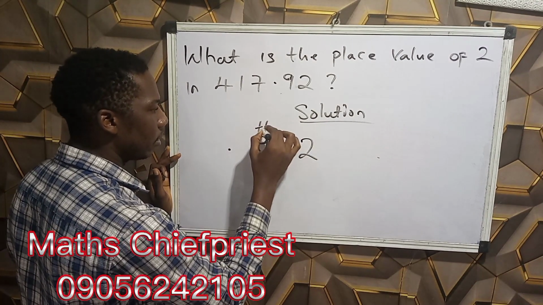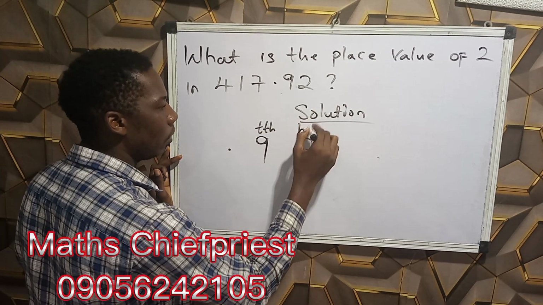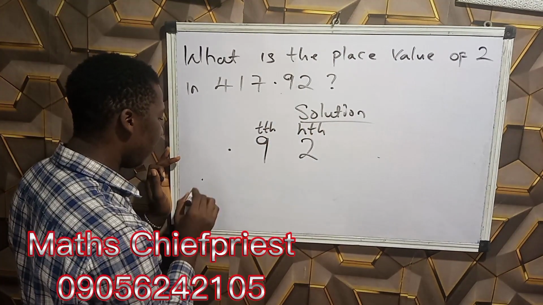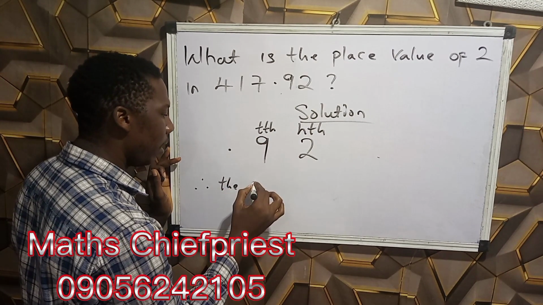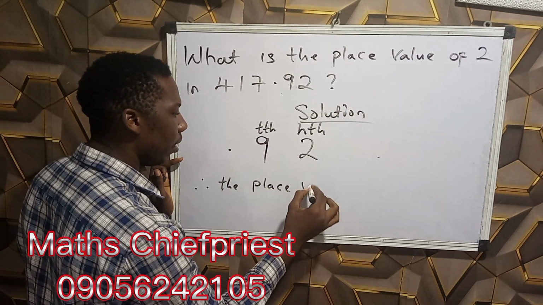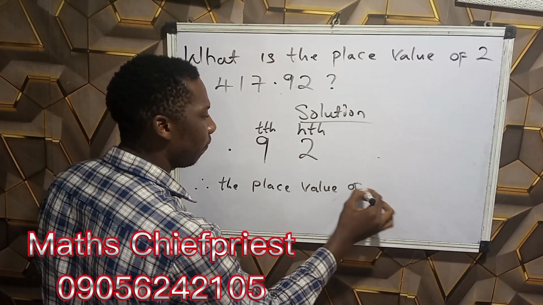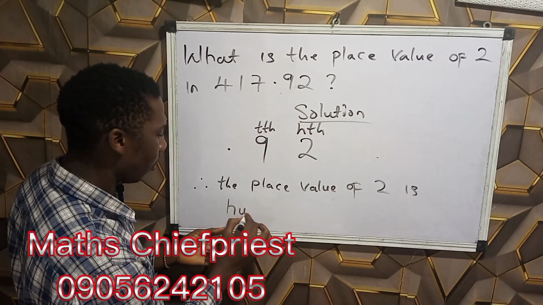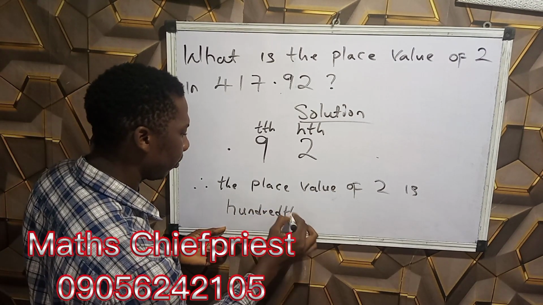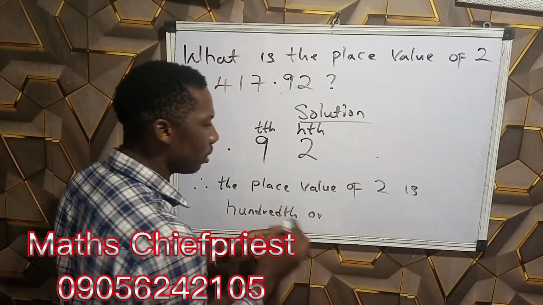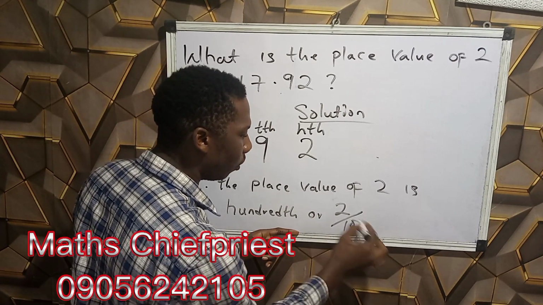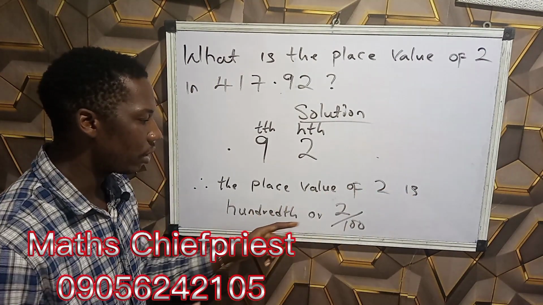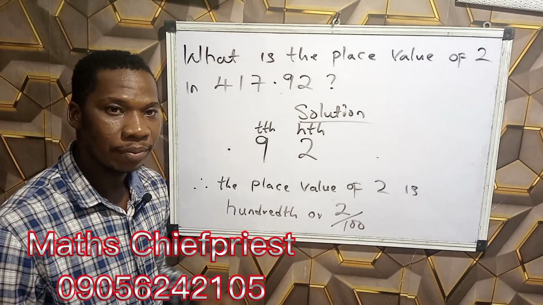We call it tenth. The next one, hundredth. So therefore, the place value of 2 is hundredths, or we say 2 over 100. The place value of 2 is hundredths, or 2 over 100.